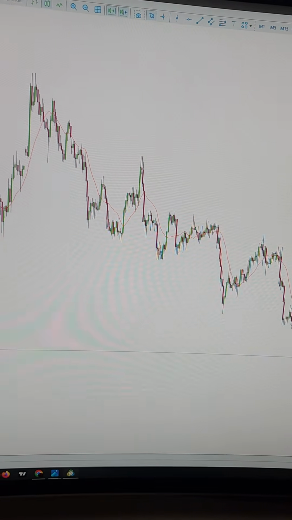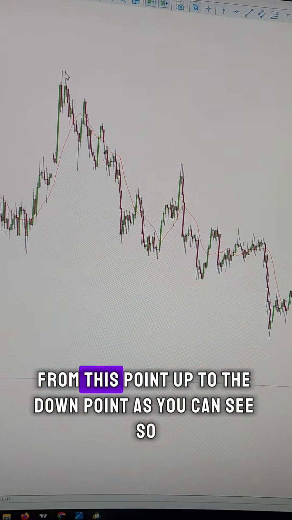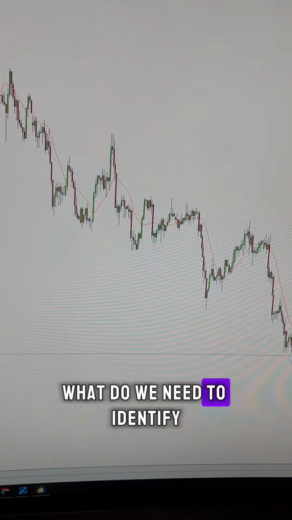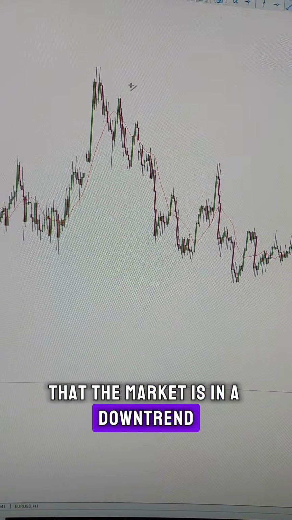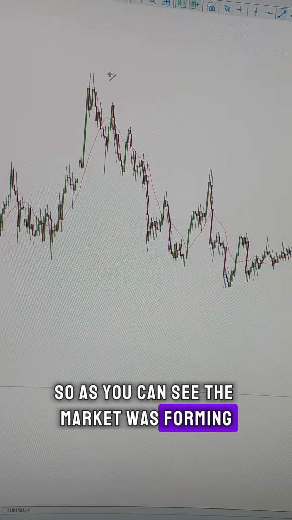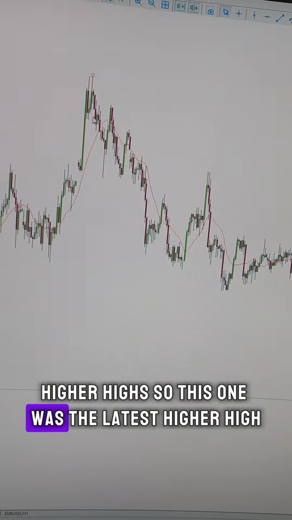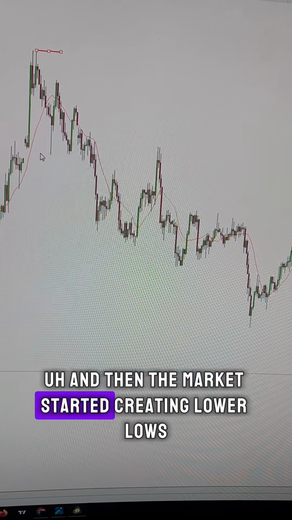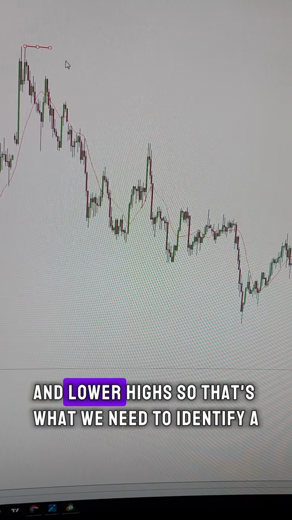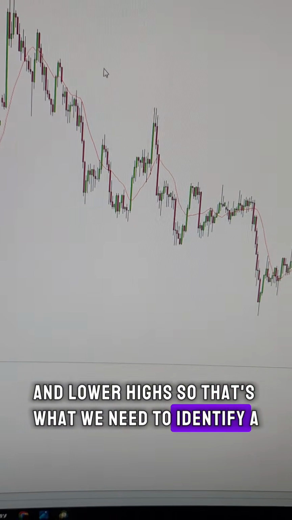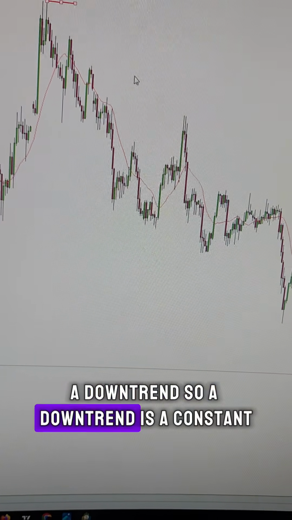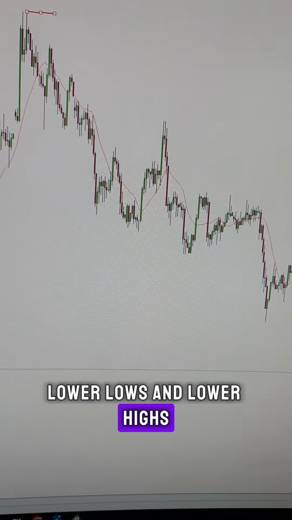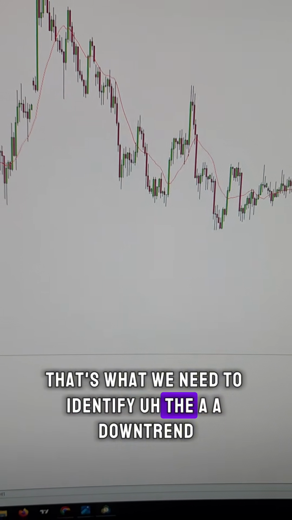So as you can see, the market was in a downtrend from this point up to the down point. So what do we need to identify that the market is in a downtrend? As you can see, the market was forming higher highs. So this one was the latest higher high that was created at this point, and then the market started creating lower lows and lower highs. So that's what we need to identify a downtrend. A downtrend is a channel of constant lower lows and lower highs. That's what we need to identify a downtrend.